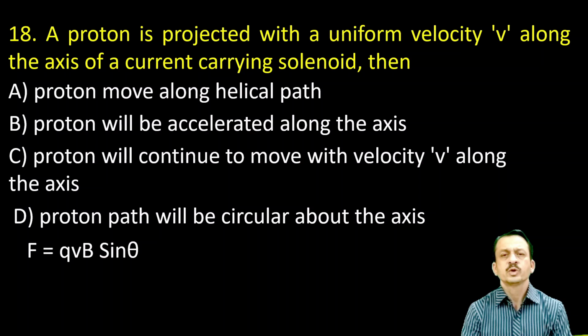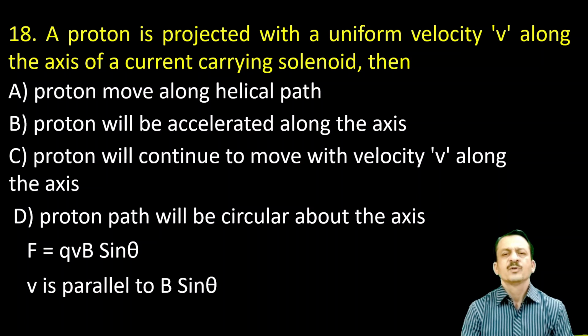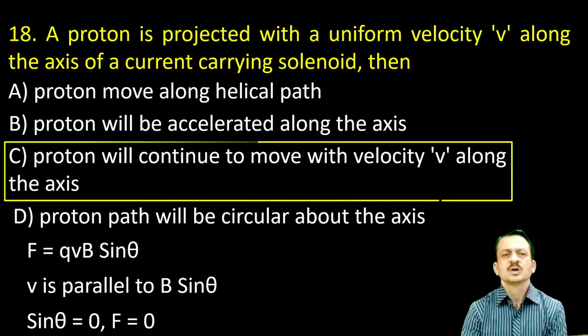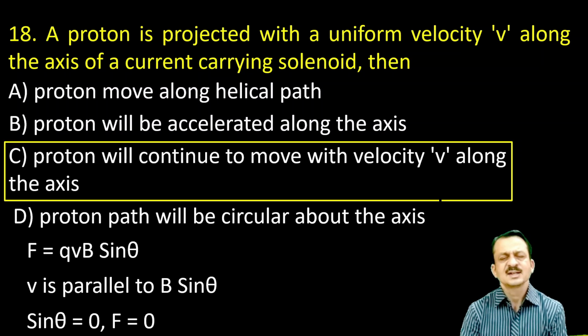With this formula, F is equal to QVB sin theta, V is parallel to B and hence magnetic force is 0. Therefore, the proton simply moves along the axis of the solenoid. Therefore, C is the right answer here. Next problem.